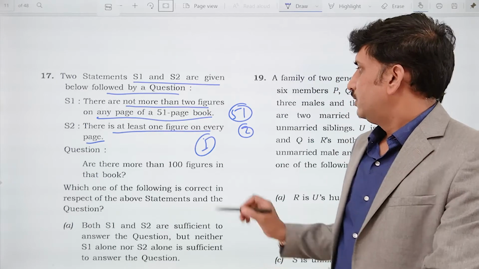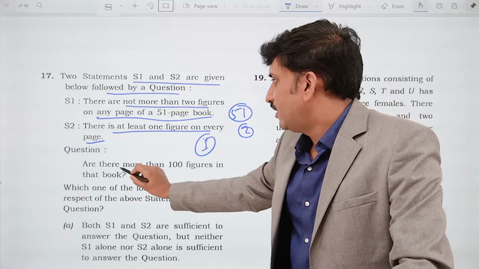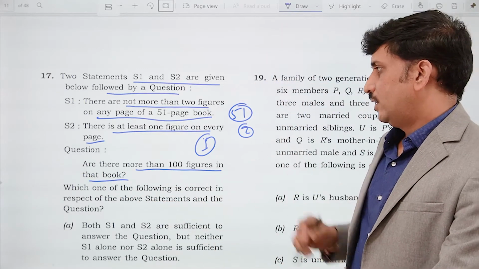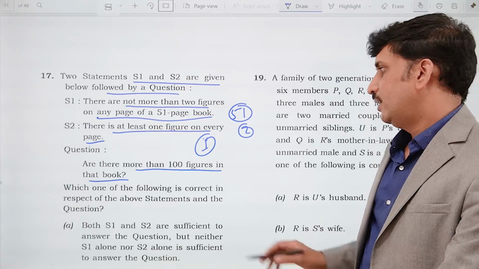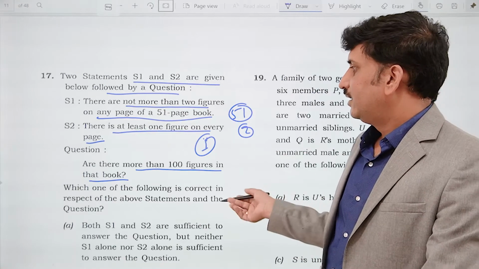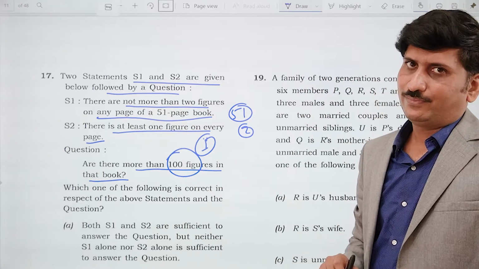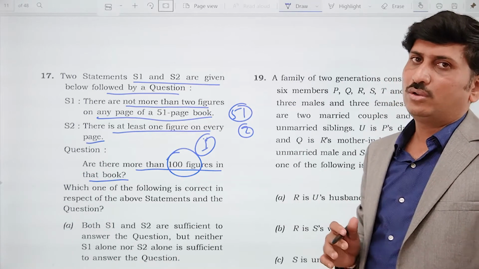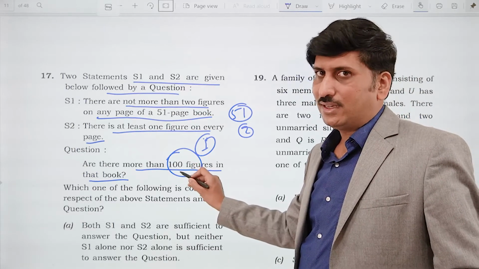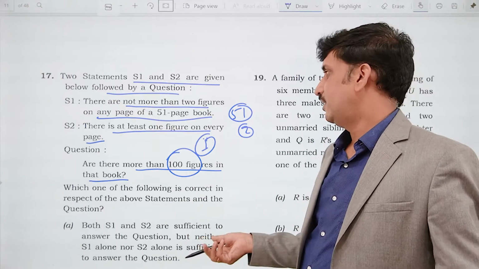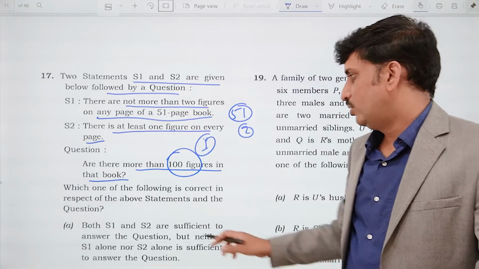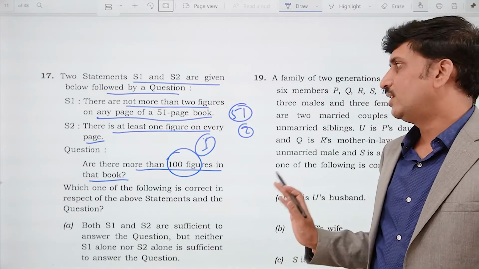The question is, are there more than 100 figures in that book? Which one of the following is correct in respect of the above statements in that question? See here, it is not necessary to answer this question, just analyzing how you are able to understand the given data. It is not necessary to answer whether 100 figures are there or 90 figures are there, but whether you are able to answer using these two statements. So whether the S1 and S2 statements are sufficient to answer this question.